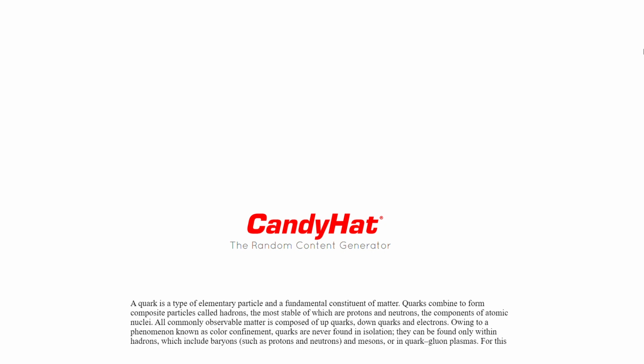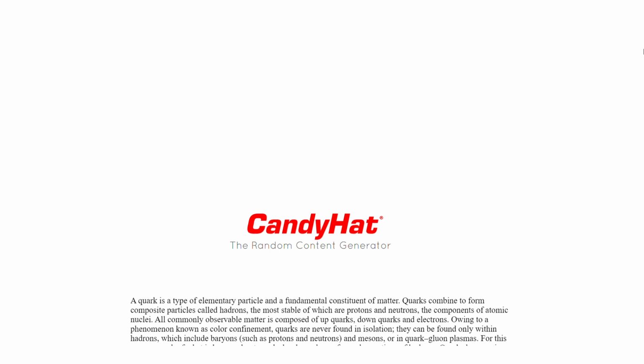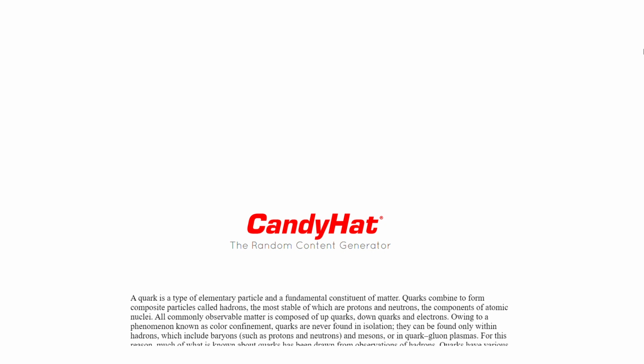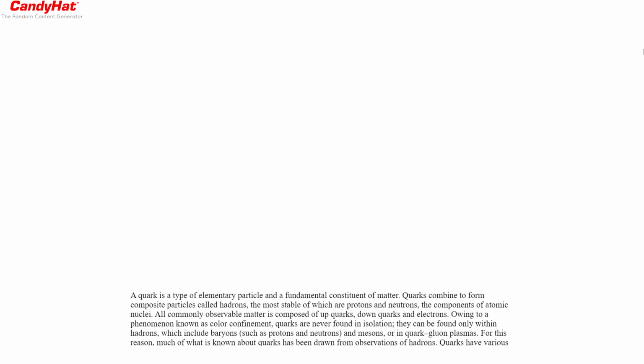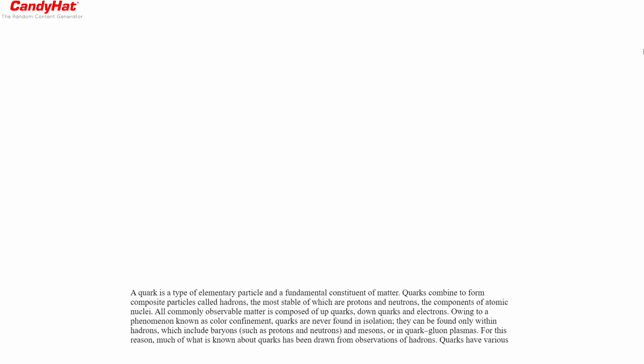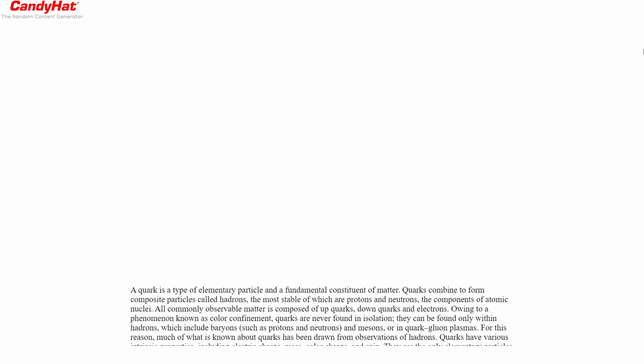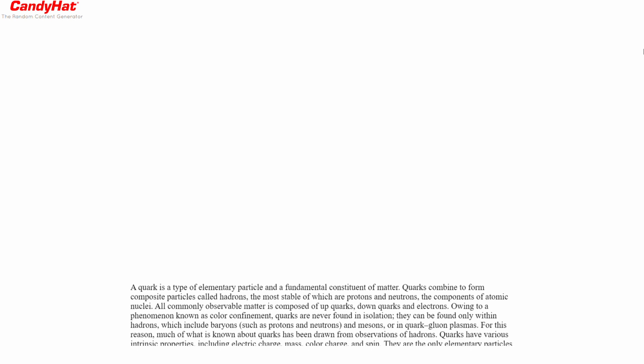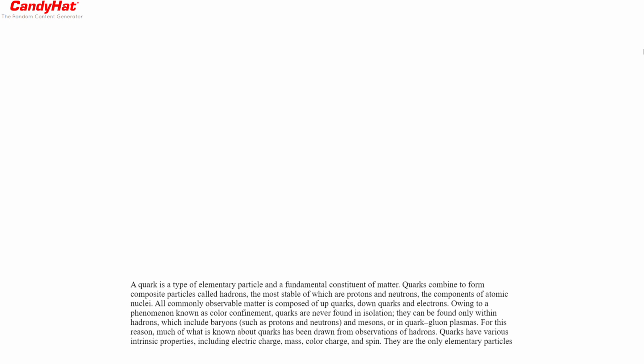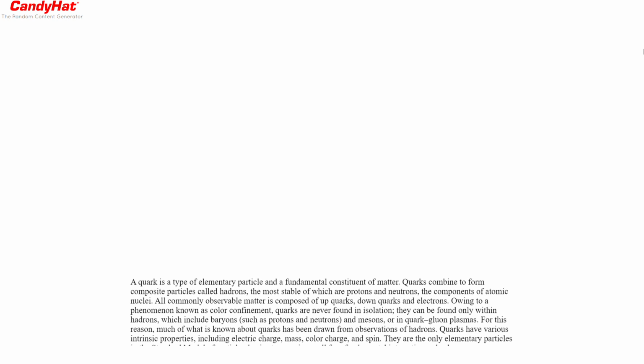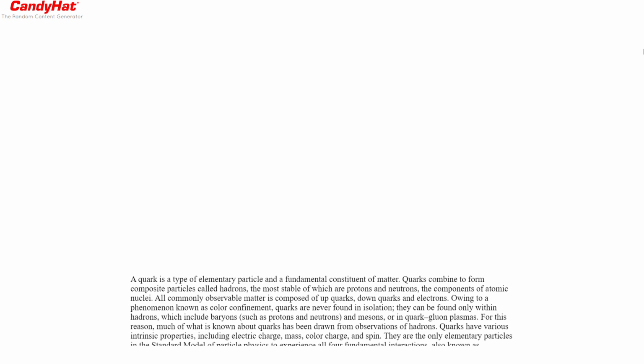Owing to a phenomenon known as color confinement, quarks are never found in isolation. They can be found only within hadrons, which include baryons, such as protons and neutrons, and mesons, or in quark-gluon plasmas. For this reason, much of what is known about quarks has been drawn from observations of hadrons.